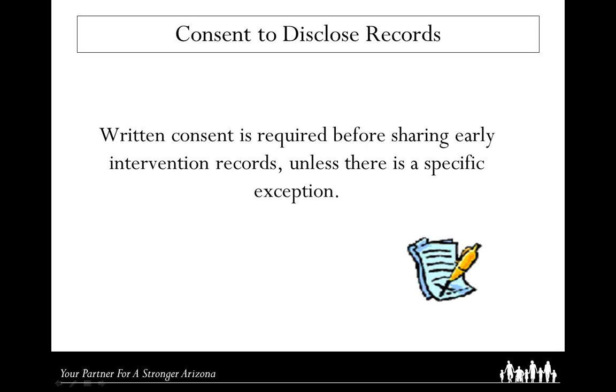Early intervention records contain a child's and family's personally identifiable information, which is confidential and cannot be shared with others without the parent's written consent. There are some exceptions to this consent requirement, which will be discussed in a later slide.